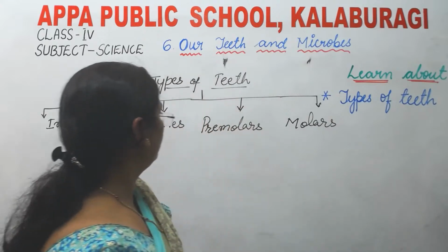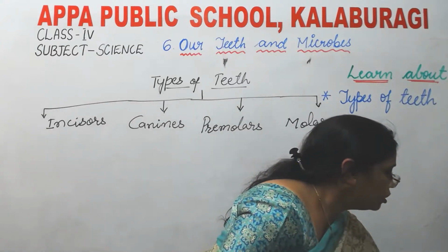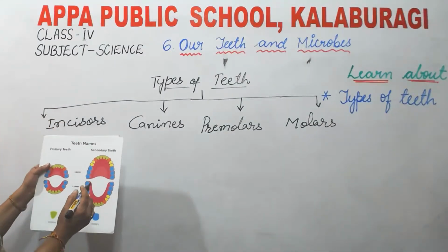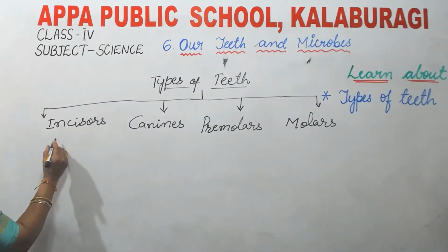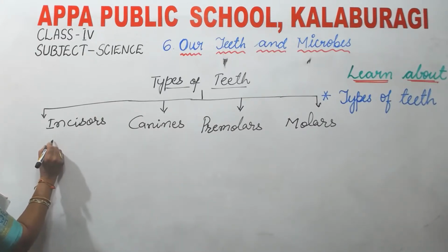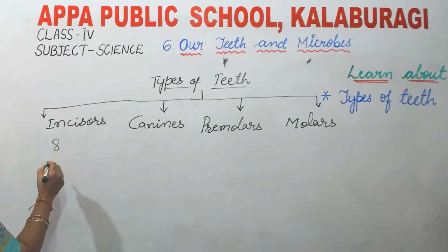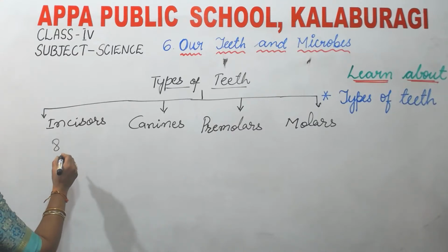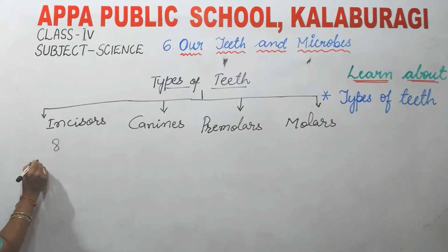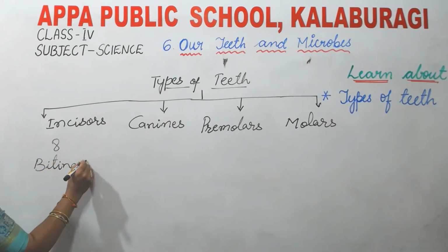So the same with incisors. How many incisors do we have? If you want, you can see this picture and tell where they are situated. They are called front teeth. And how many are there here? 8. They are 8 in number. How are they? They have sharp edges and they help in biting the food. So hence they are called biting teeth. The incisors are called biting teeth.